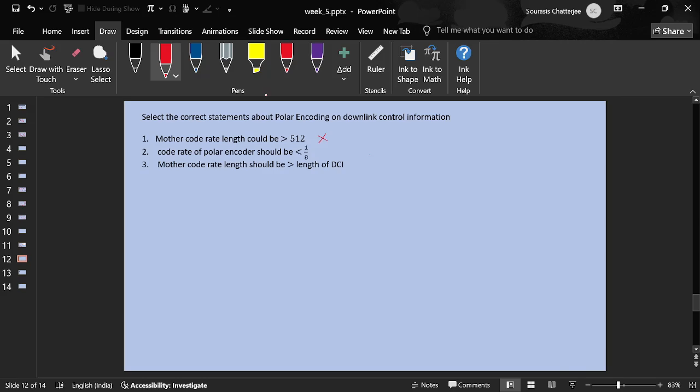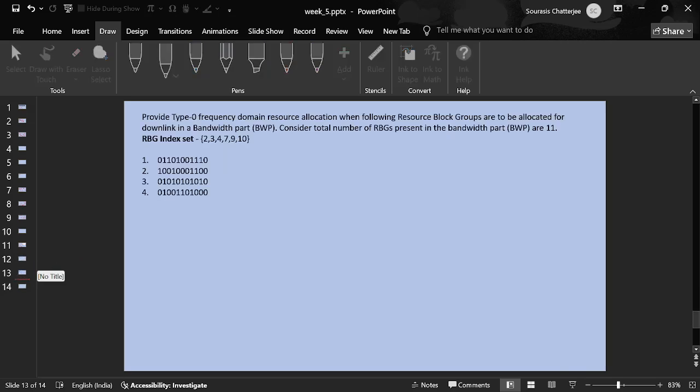No, it should be greater than 1 over 8, because your mother code rate is 1 over 8, you cannot go beyond that. And the third one is the mother code length should be greater than the length of DCI. Should that happen always? Obviously this has to be true. Yes, so the third statement is the only correct one.